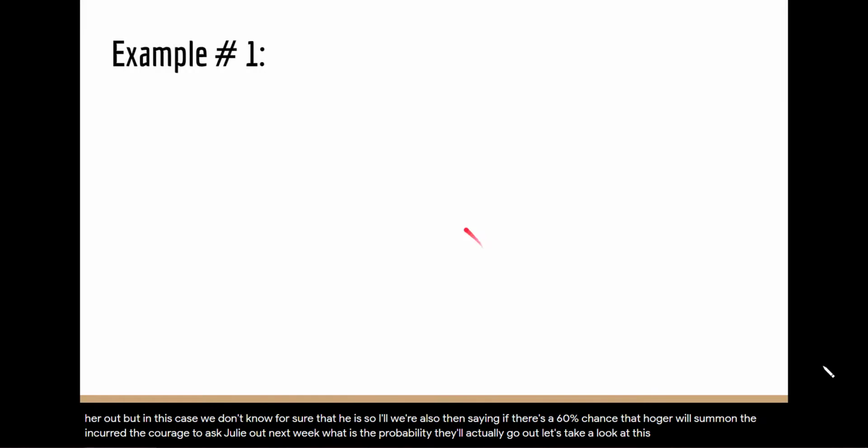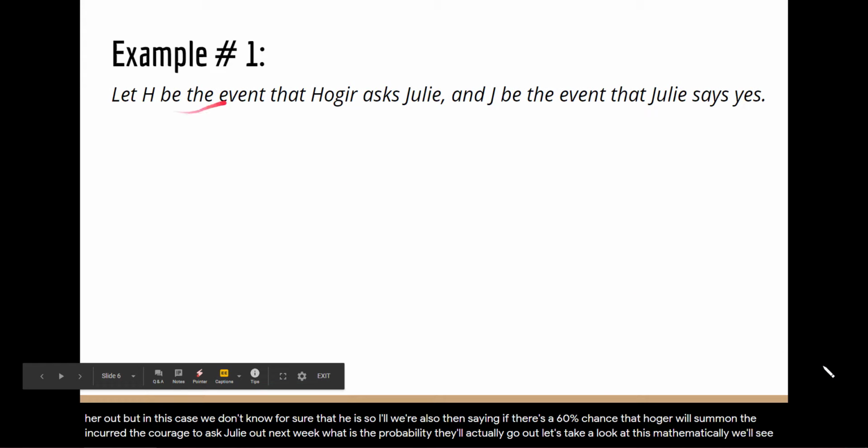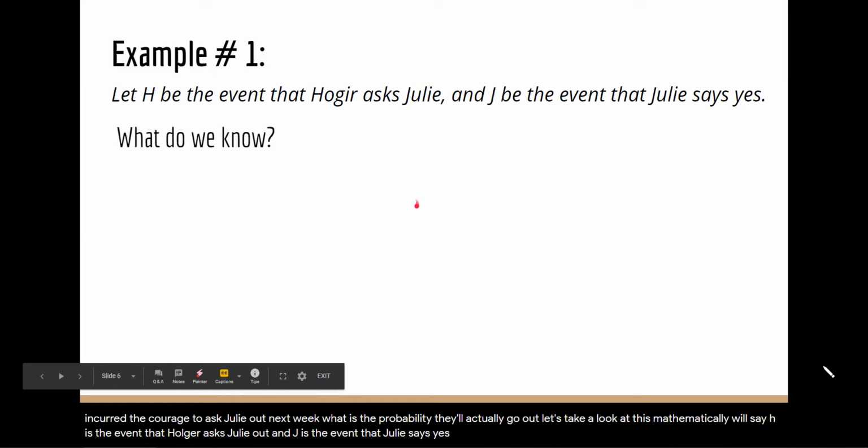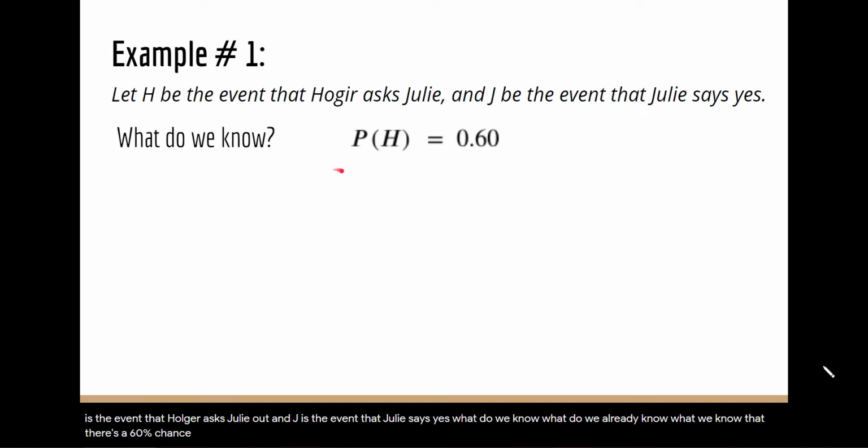Let's take a look at this mathematically. We'll say H is the event that Hoger asks Julie out, and J is the event that Julie says yes. What do we already know? Well, we know that there's a 60% chance or probability that Hoger will get the nerve to ask Julie out.